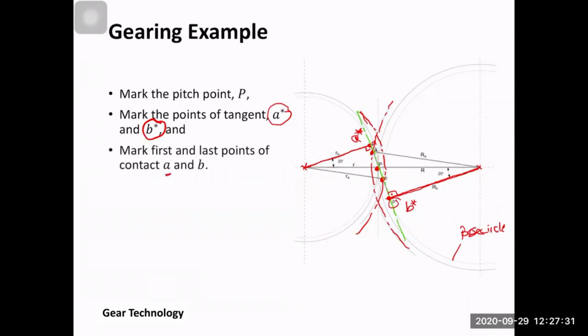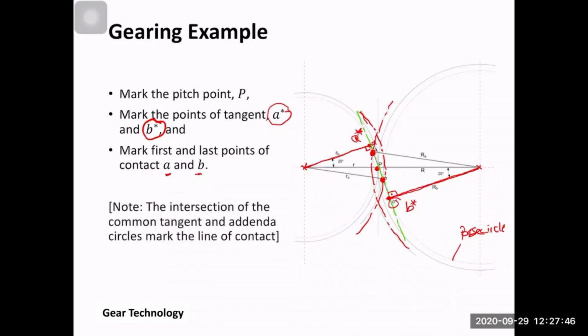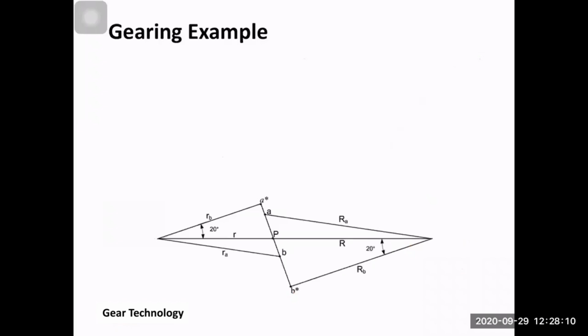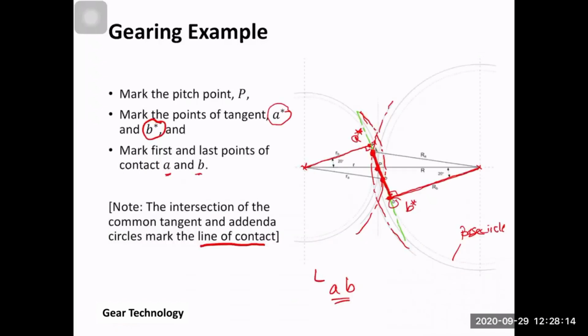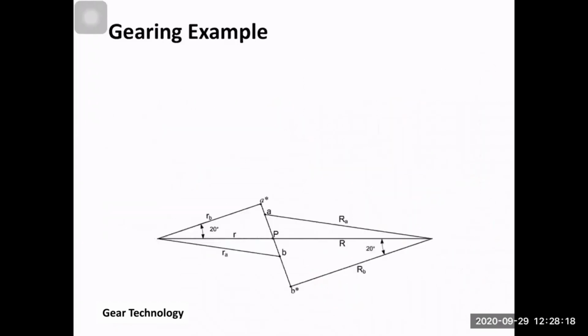Then you need to mark point A and point B. As we've said earlier, they are defined based on the intersection between the addendum circles and this green line, which is the line of action. So the intersection of the common tangent and the addendum circles marks the line of contact. The line of contact here is from point A to point B, along the pressure line. This portion is called the line of contact. Okay, so if you take this geometry outside like this, you will have point A star, P star, which are the points of tangency, and you have point A and point B.